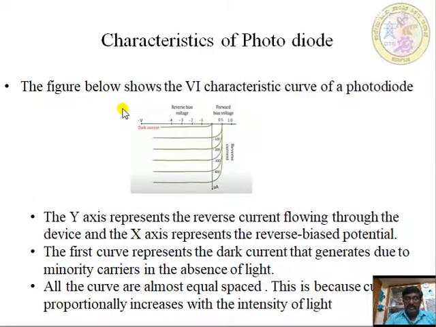These are some of the characteristics of the photodiode. The figure below shows the characteristics of the photodiode, in the reverse bias condition and in the forward bias.